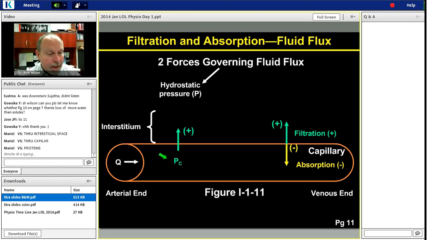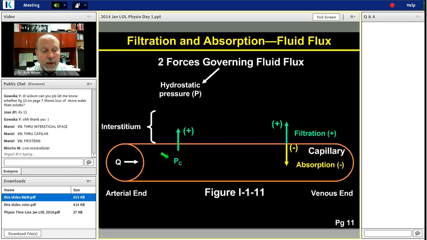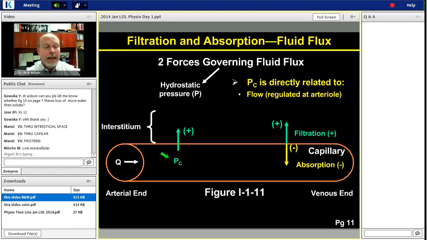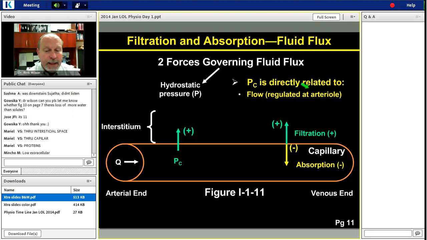So, again, water moves based on pressure gradients. The higher the pressure gradient, the greater the water will flow. So the hydrostatic pressure in the capillary is that force tending to promote filtration. We're going to have three things that are going to influence hydrostatic pressure in the capillary. First, it's going to be directly related to the flow. And as we will discuss at a later date, the flow to this capillary is regulated at the arteriole. But bottom line, if flow goes up, hydrostatic pressure in the capillary goes up, which promotes filtration.